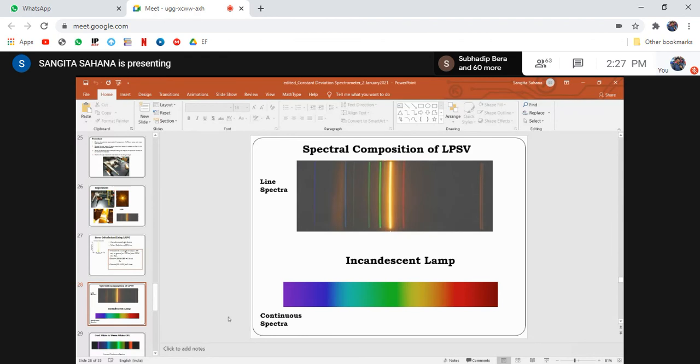what is the color? The color is yellow. Yes, yellow. What this experimental result actually helps us understand is why it is yellow and what the nature of the spectrum is.